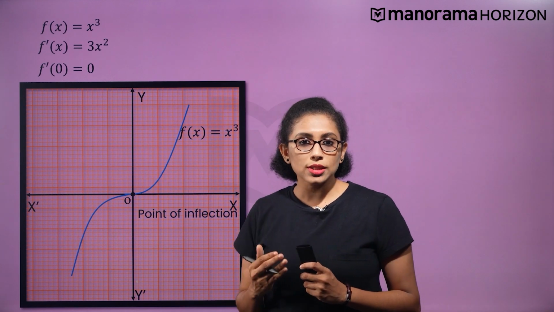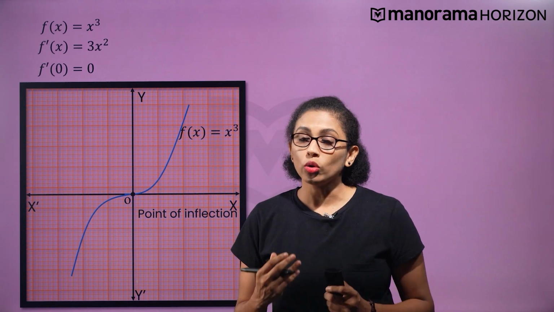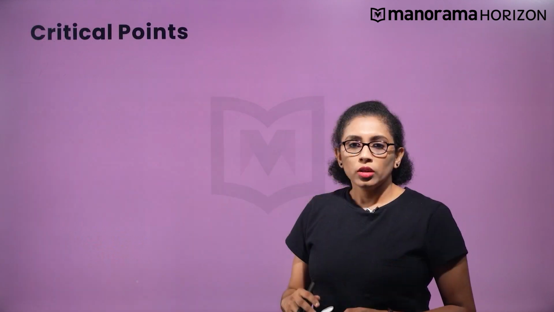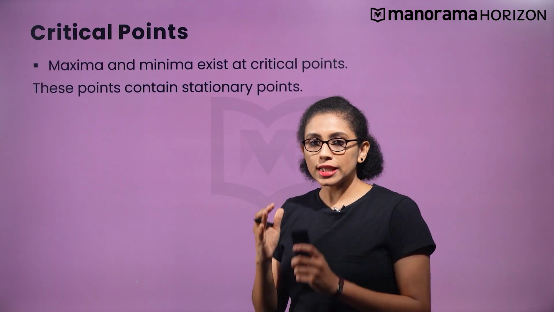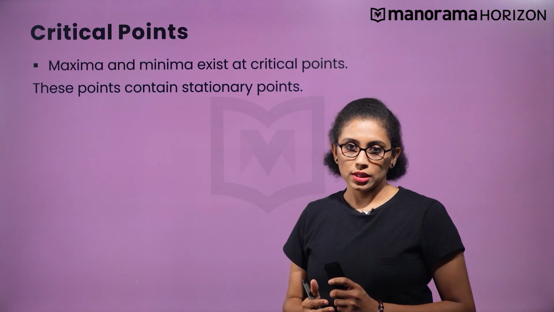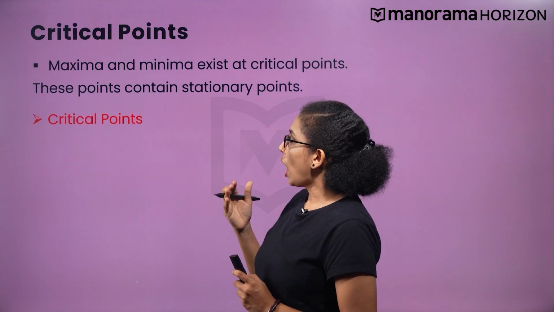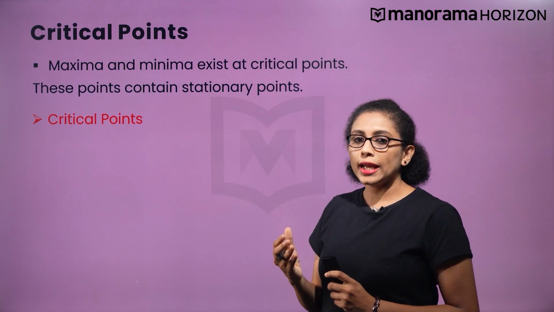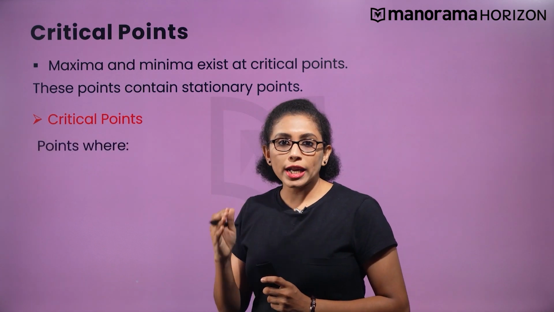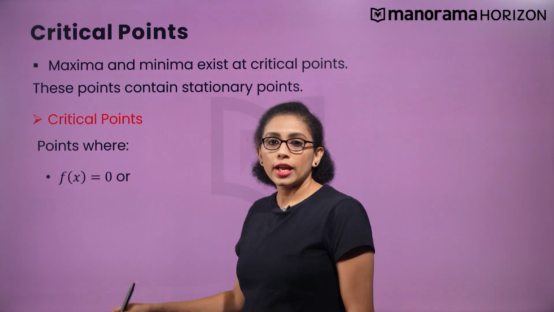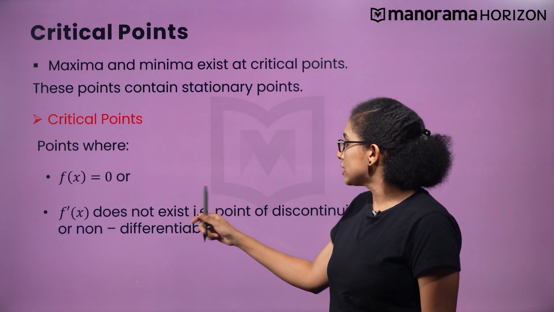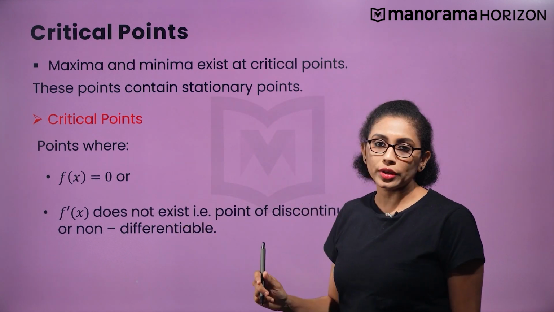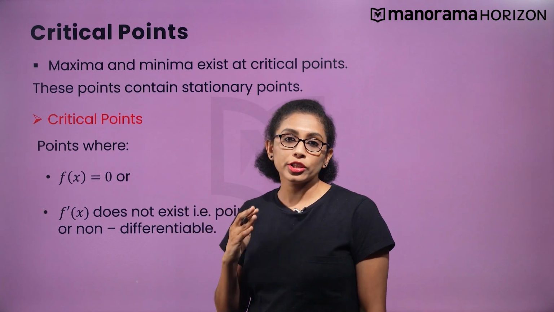To understand this concept deeper, we need to know what a critical point is. Now, let's see in detail what a critical point is. Maxima and minima exist at critical points, and these points contain stationary points. So, critical points are the points in the domain of the function f at which either f dash of x is equal to 0 or f dash of x does not exist. That is, the point of discontinuity or it is not differentiable.